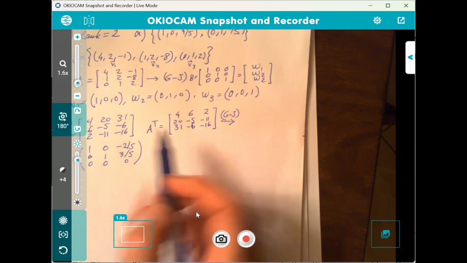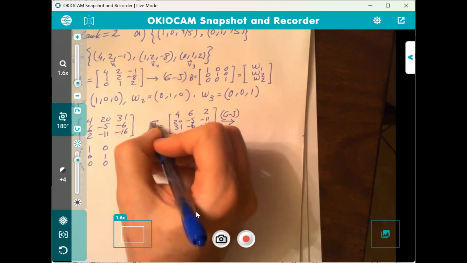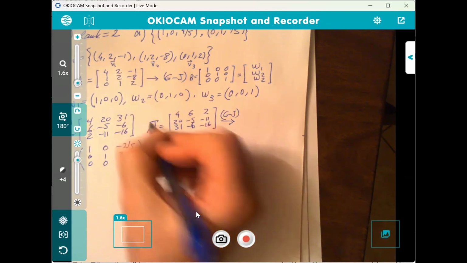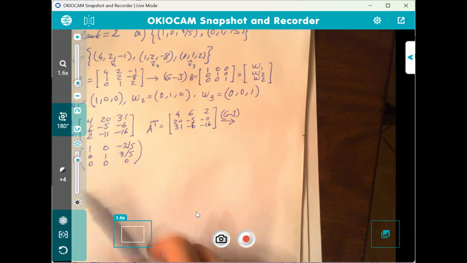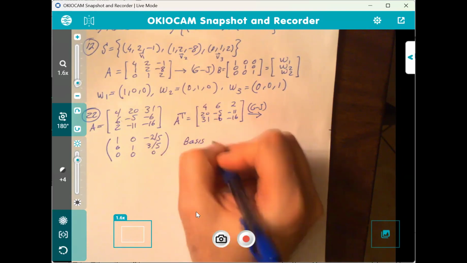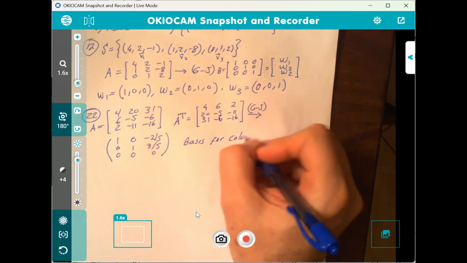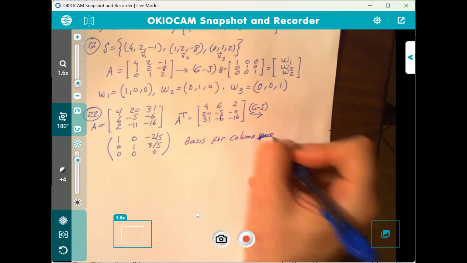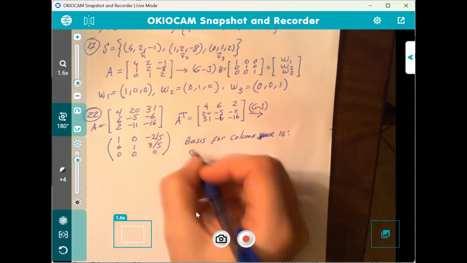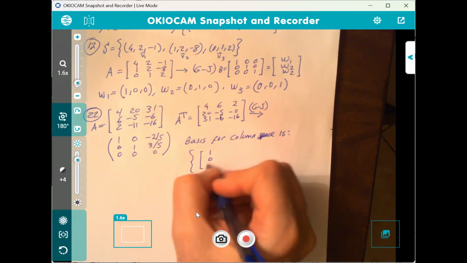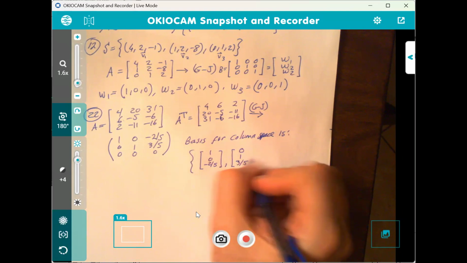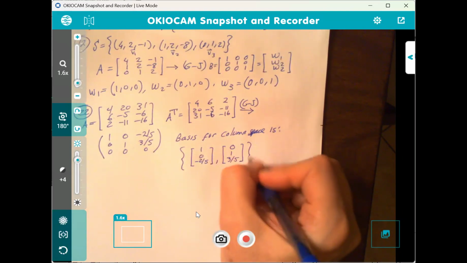So remember, this is the transpose. So the basis for the row space of A transpose are the non-zero rows. These will be the basis for A transpose. So the basis for column space, when you transpose, the rows become columns. So it's going to become 1, 0, -2/5, comma, 0, 1, 3/5. You have to transpose these. And there you go.